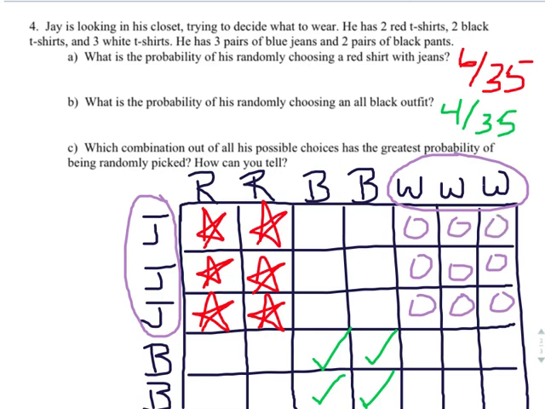Now if I look at that, we have 9 boxes. There's no other way that I could get 9 boxes. Red shirt with jeans has 6. Black shirt with jeans would only have 6. Red shirt with black pants would only have 4. Black shirt with black pants has 4. And white shirt with black pants has 6. So the combination that has the best chance would be white shirt and jeans.